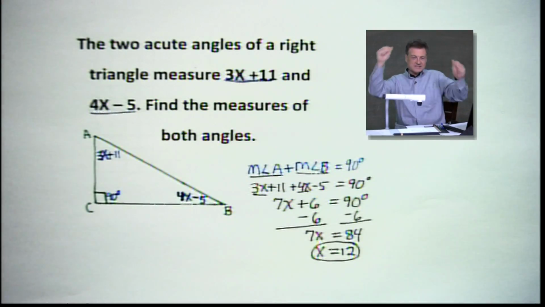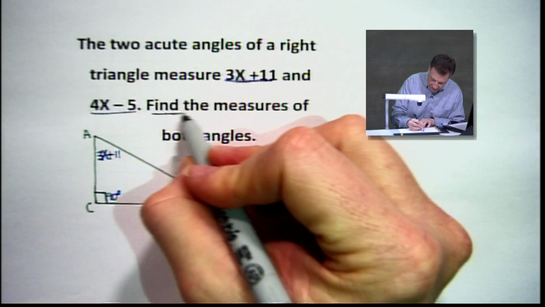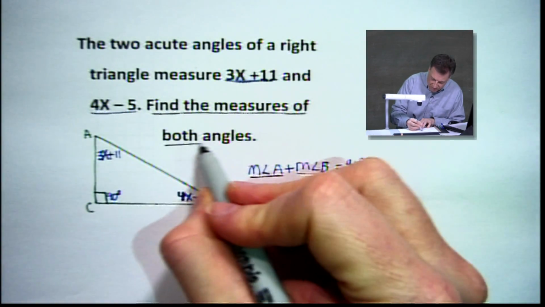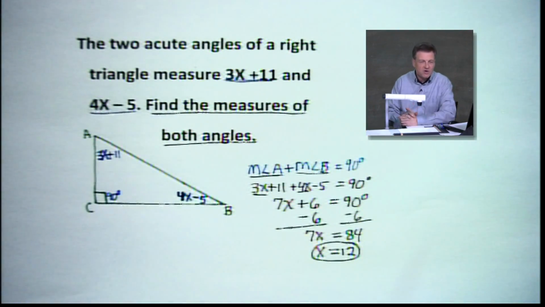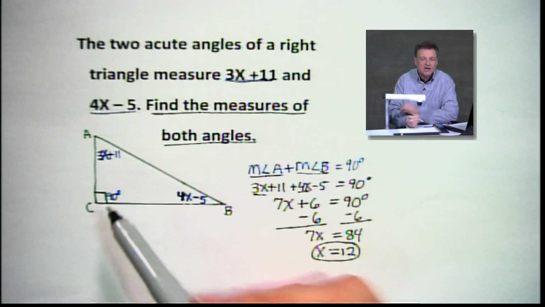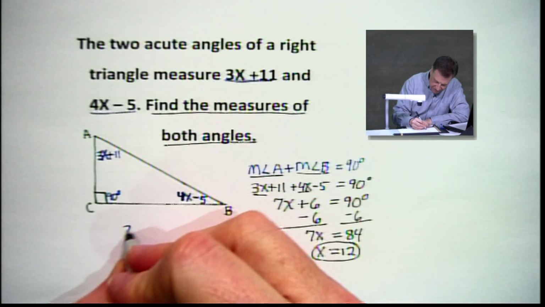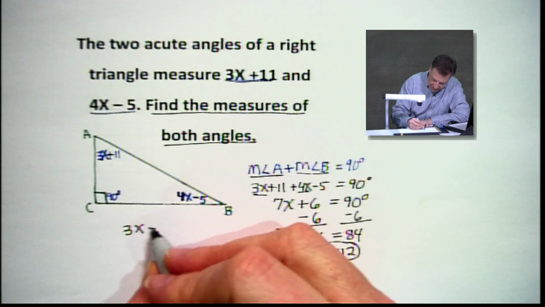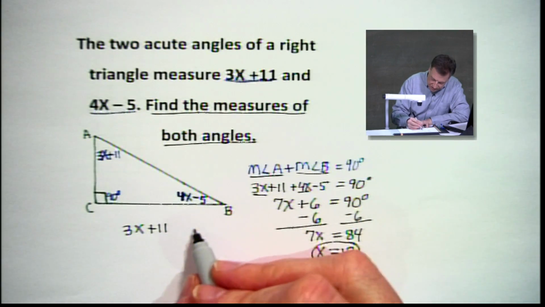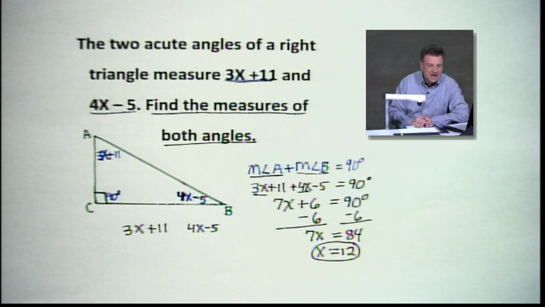Now, some of you get really excited, say, we're done, we're done. No, we're not, because what is the question asking for? Find the measures of both angles. And that's referring to the acute angles, because we already know the measure of the right angle, all right? So let's take a look at these two values. So let's go back here. Let's look at 3x plus 11, and let's look at 4x minus 5. And we're going to replace x with 12 in both of those.